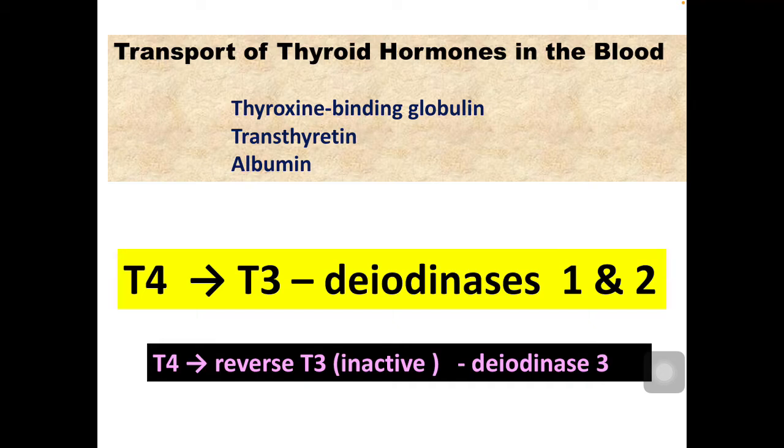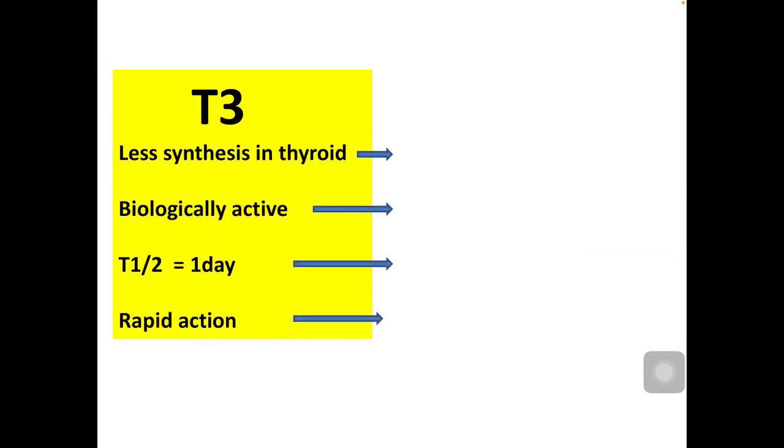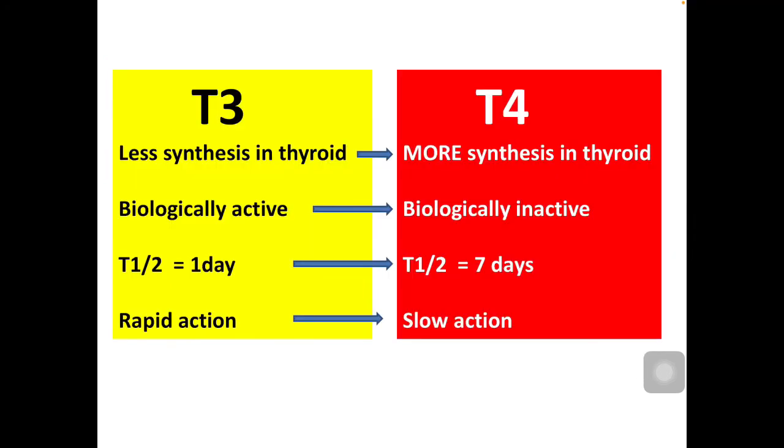Okay, and the deiodinase enzyme type 3 converts T4 to reverse T3, which is inactive, and this is how T4 is inactivated. So you can see that less T3 is synthesized in the thyroid, while more T4 is synthesized. T4 basically serves a transport and storage function. T3 is the biologically active form. Half-life of T3 is 1 day, while half-life of T4 is about 7 days. The onset of action for T3 is rapid, while T4 has a slower onset of action. So these are the basic differences between T3 and T4.